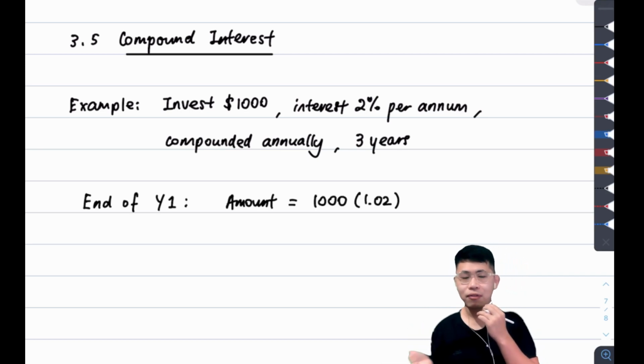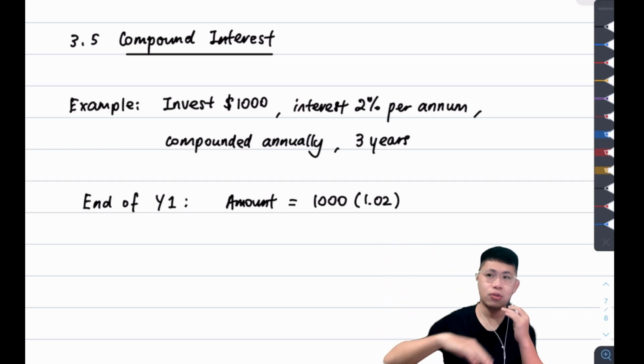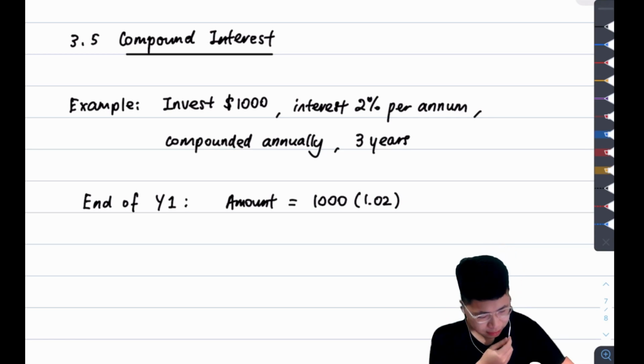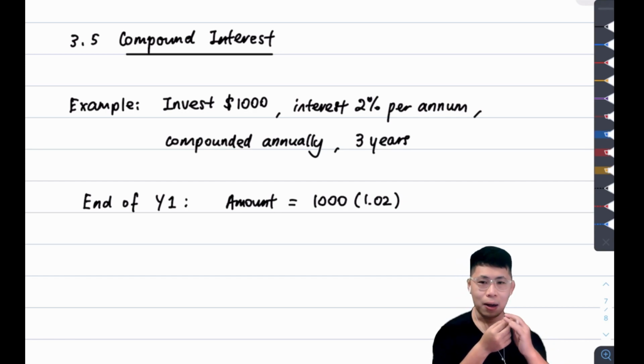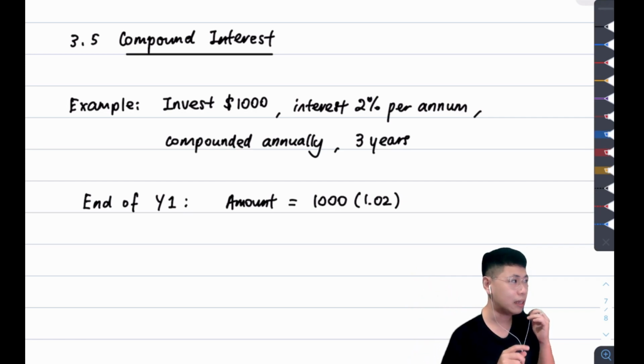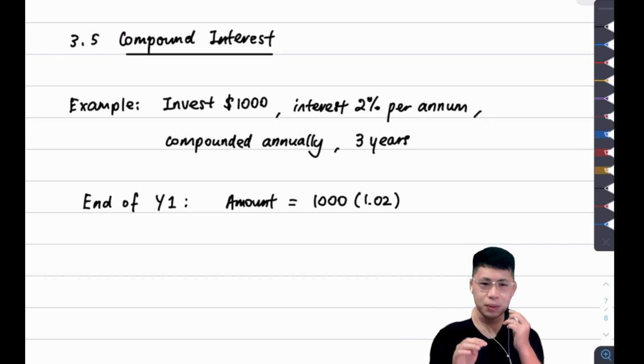The amount we have is just $1,000, and we raise by 2%. So the whole amount we multiply by 102%, but this also means that we multiply by 1.02. As we've learned in chapter, I think sec 1, if I'm not wrong, 102% is just 1.02 as a multiplier.